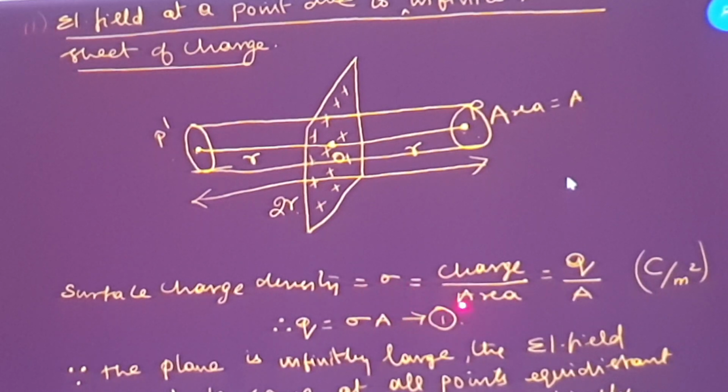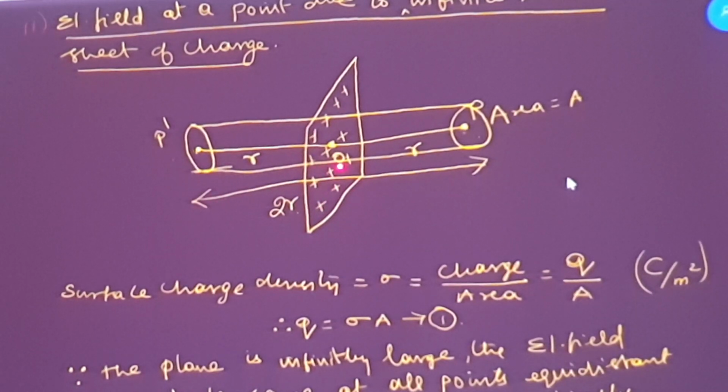So the total charge available is Q in a given area A, means sigma equal to Q by A, measured in SI units as coulomb per meter square. Therefore, the charge available Q is equal to sigma into A. The plane sheet of charge is considered to be infinitely large. Since the plane is infinitely large, the electrical field should be the same at all points equidistant from the charge. Here I have taken 2 points equidistant from the plane on both sides.